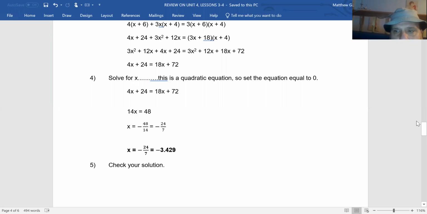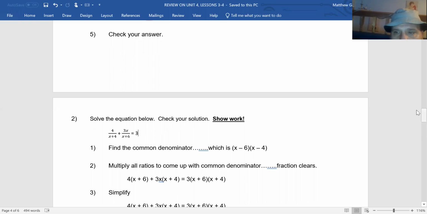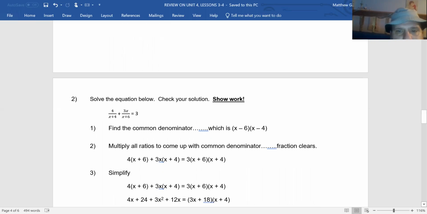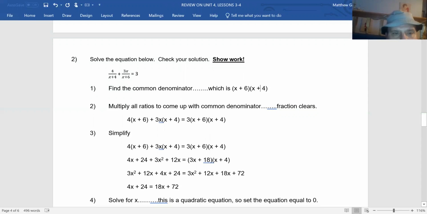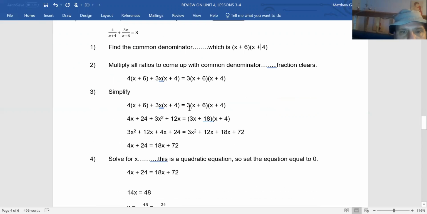So I checked it, so now I have to go back. So the common denominator is x plus 6 and x plus 4. You don't have to simplify that out. It should be plus, minus. But I applied it right. I'm looking at it. So the 4 gets multiplied by x plus 6, and the 3x gets multiplied by x plus 4. The 3 on the right side gets multiplied by x plus 6 and x plus 4, so you got to FOIL that. So under simplify, that shows you all the algebra.